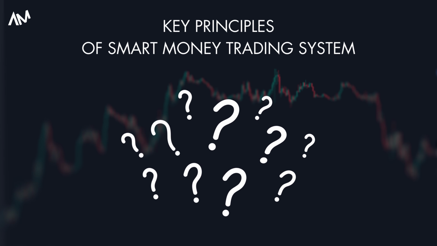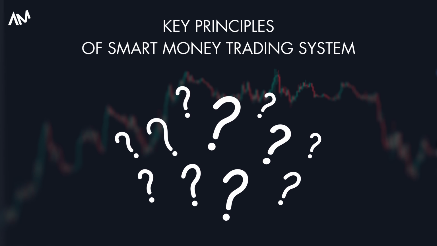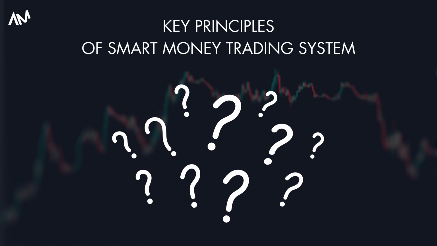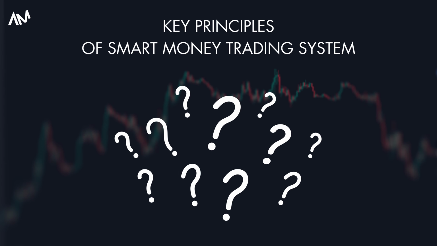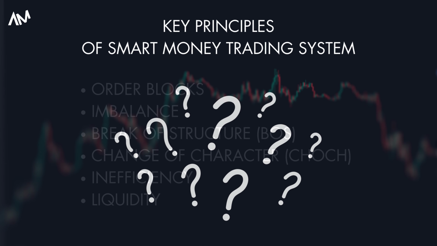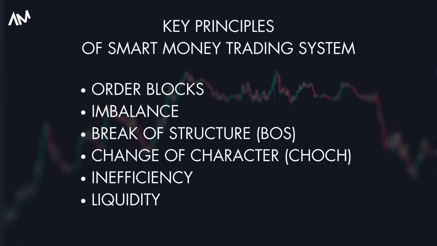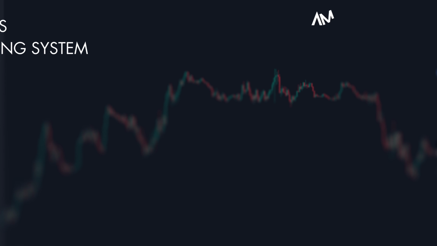So what are the main principles of a smart money trading system that every Forex trader needs to know? These principles form the basis of the trading strategy used by large financial institutions to make profitable trades. The main principles are order block, imbalance, break of structure, change of character, inefficiency, and liquidity. By understanding these principles, traders can gain valuable insights into the market and make better trades based on the actions of the smart money.